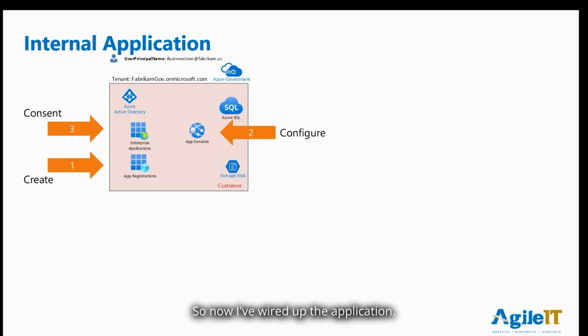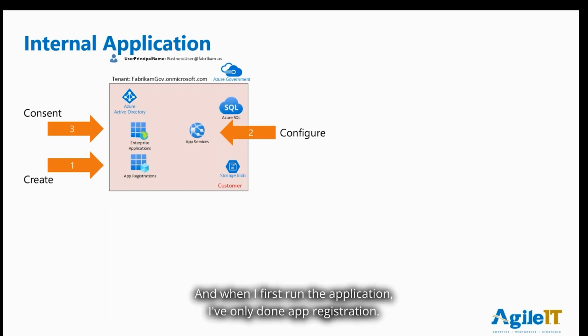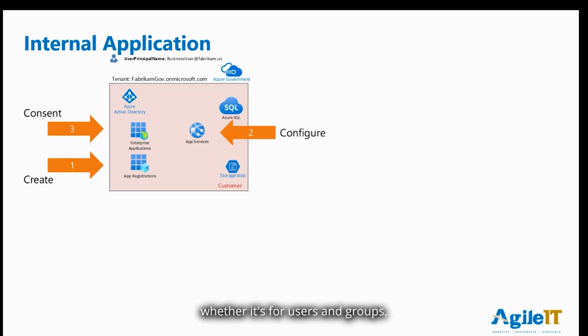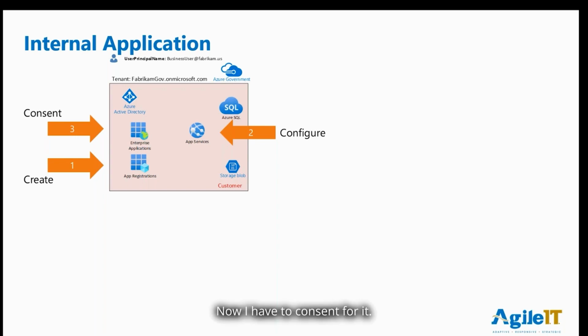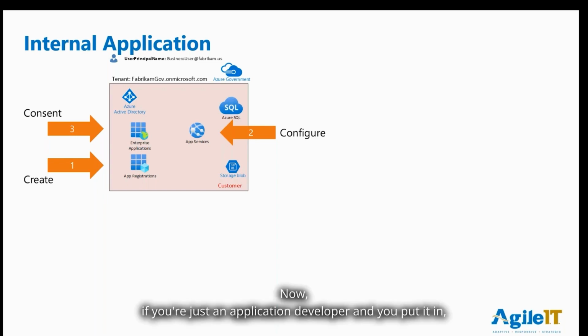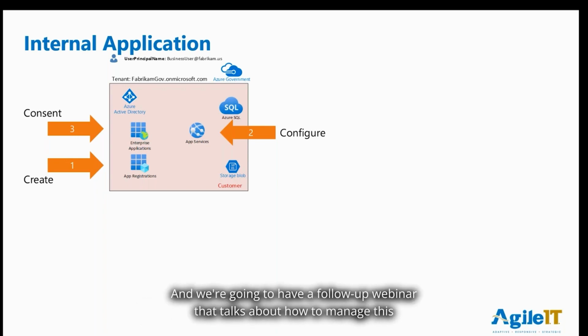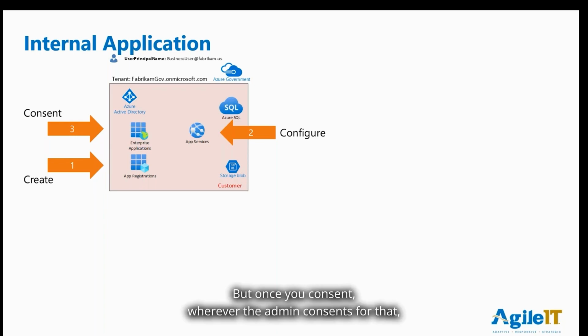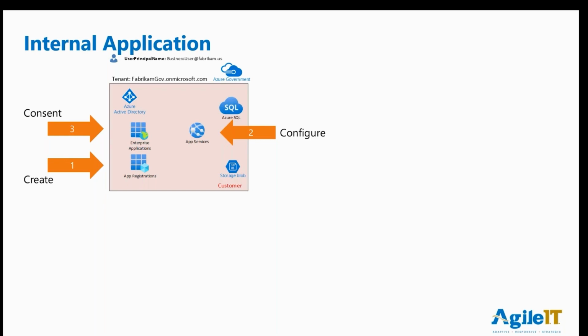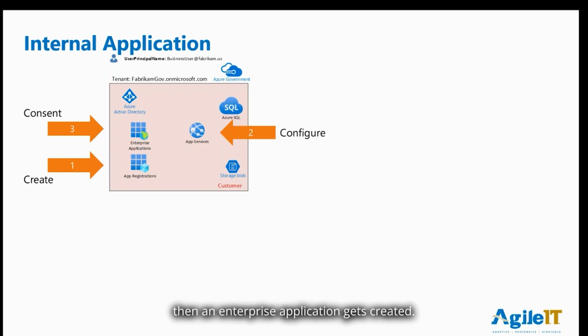So now I've wired up the application, and when I first run the application, I've only done app registration, and now it's going to authenticate and get the scopes that I've defined, whether it's for users and groups. There's a ton of stuff you can do, SharePoint, Exchange, whatever. Now I have to consent for it. If you're just an application developer and you put it in, you may not have the rights to do that. And we're going to have a follow-up webinar that talks about how to manage this so it doesn't go crazy. But once the admin consents for that, then an enterprise application gets created.